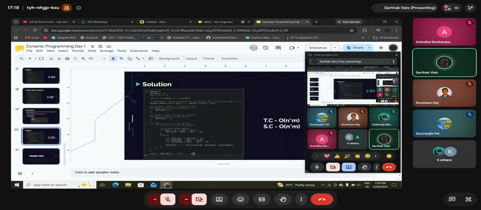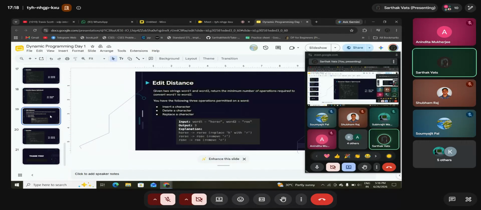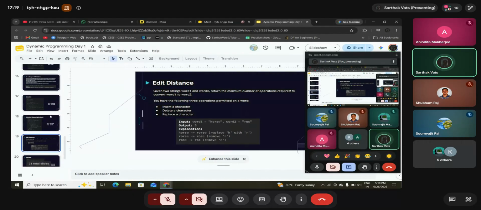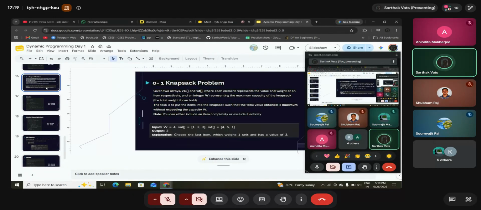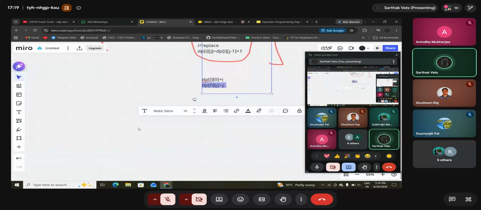So this was the second question. Okay, so now, as there are no doubts in this one, let's move to the third problem. Okay, so this is a 0 1 knapsack problem.